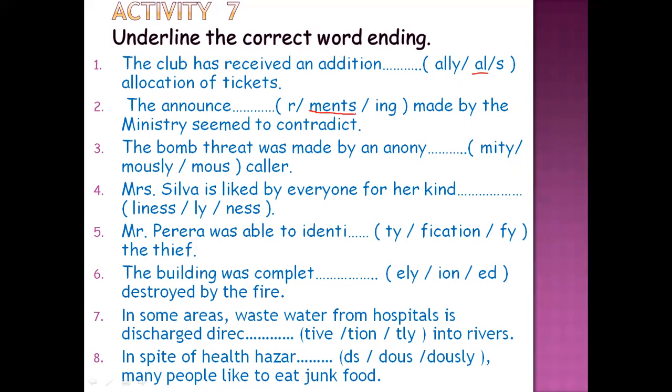Announcements made by the ministry seem to contradict. Third one, the bomb threat was made by an anonymous caller. Anonymous means strange. You don't know about that person. Anonymous caller. Number 4. Mrs. Silva is liked by everyone for her kindness.